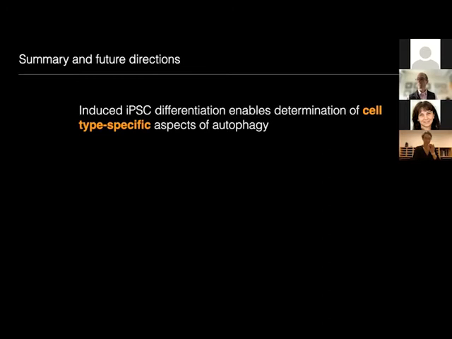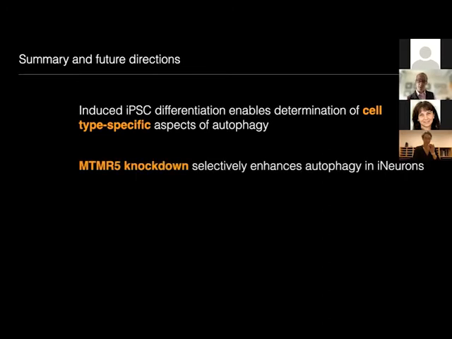I would love to tell you about the details of these, but in recognition of the limited time that I have, I will summarize and say that the factor that we found to be prominently highly expressed in iNeurons and not other cell types is a gene called myotubularin-related protein 5. It's a phospholipase. When we knock it down, we can see a stimulation of autophagy again selectively in iNeurons. And when we overexpress it, we can suppress autophagy. So it's both necessary and sufficient.